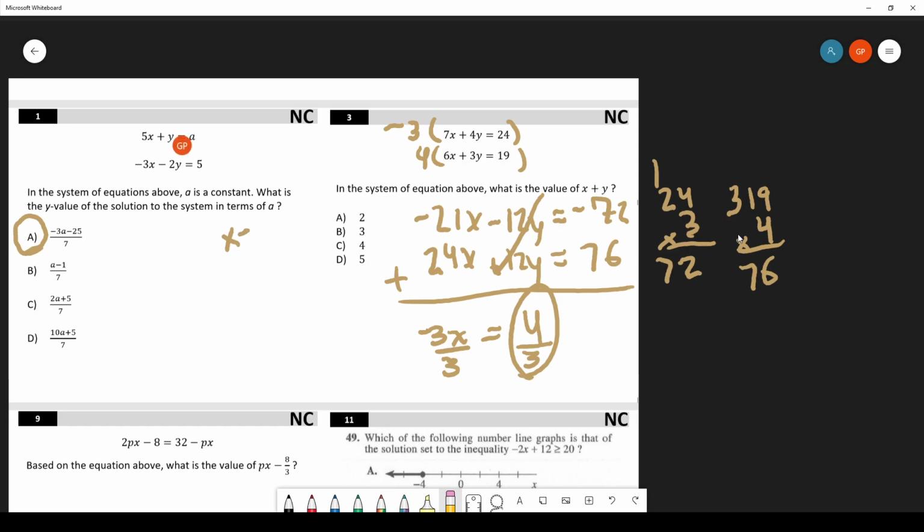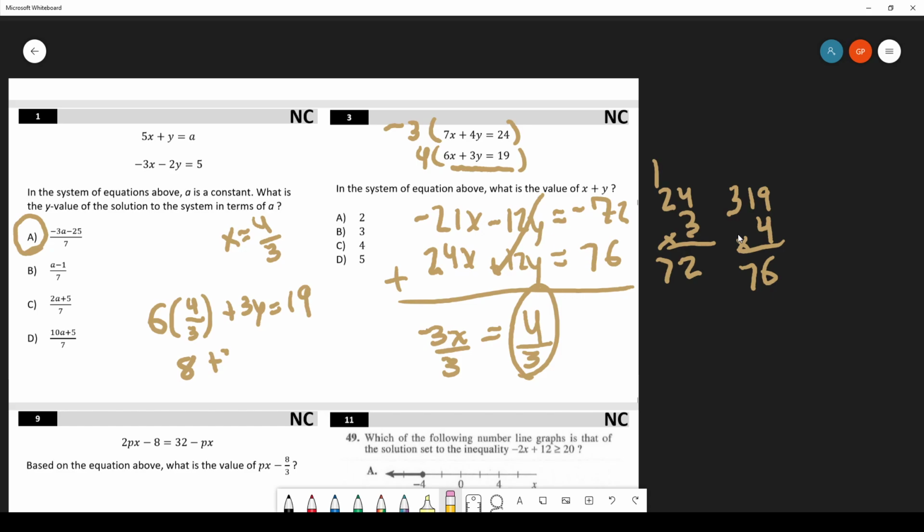So now I can go back to one of the original equations. So I'm going to use this equation right here. And I'm going to plug in 4 over 3 for x. And then I'm going to solve for y. So this is what it's going to look like. It's going to look like 6 times 4 over 3 plus 3y is equal to 19. So now I'm going to multiply here. And 6 divided by 3 is 2 times 4 is 8 plus 3y is equal to 19.